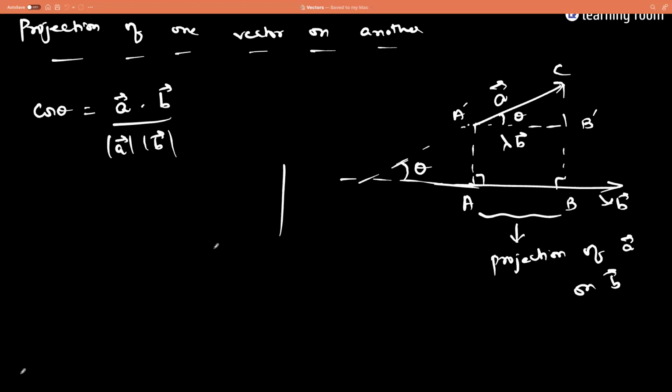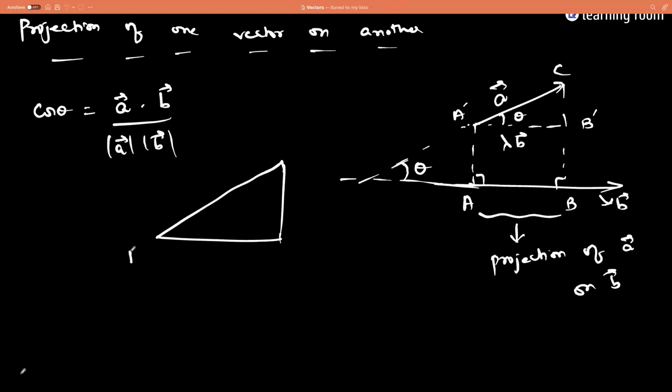So if I call this as C, the reason why I explained about this lambda B vector is, there are 2 points I'm trying to cover. One is in terms of projection. Second is, I want you to have this parallelism concept and collinearity concept in your mind. If two vectors are given, how will you, looking at it, say they are parallel or collinear? If one vector is a scalar times another, then you can conclude that they are collinear. Parallel or collinear. Am I right?